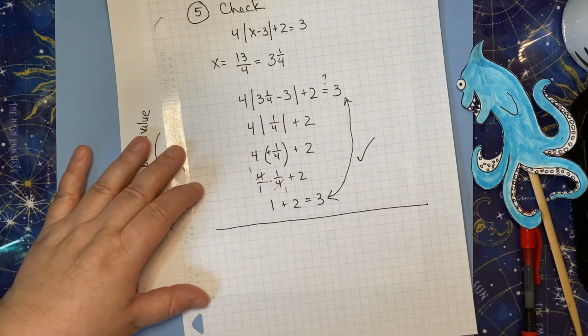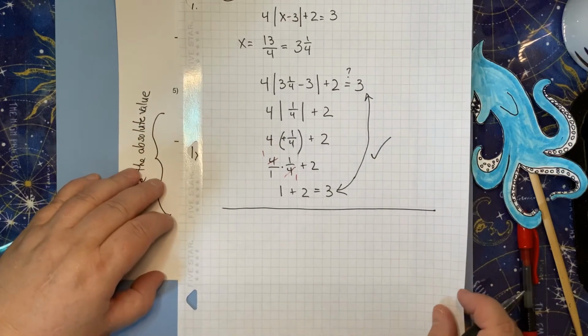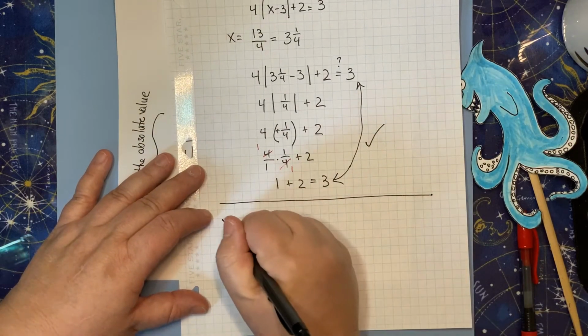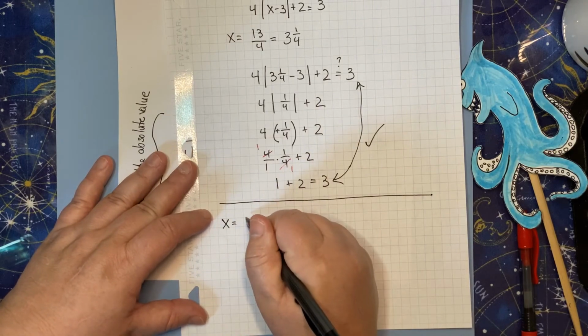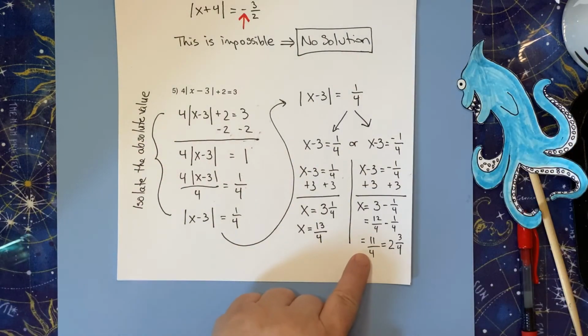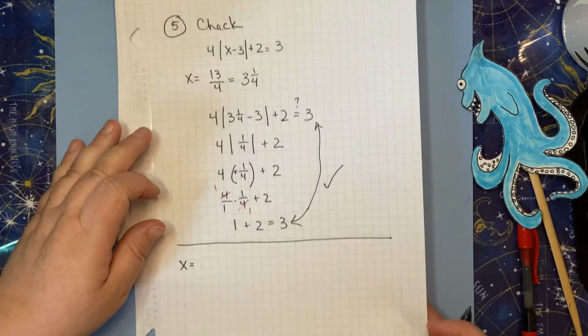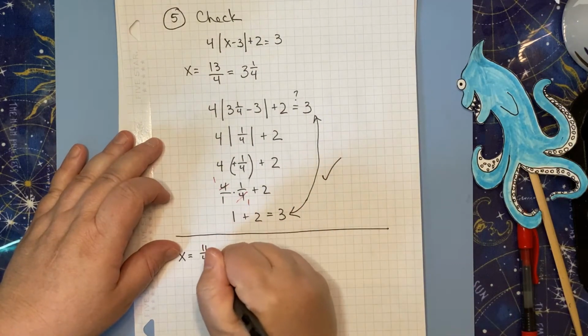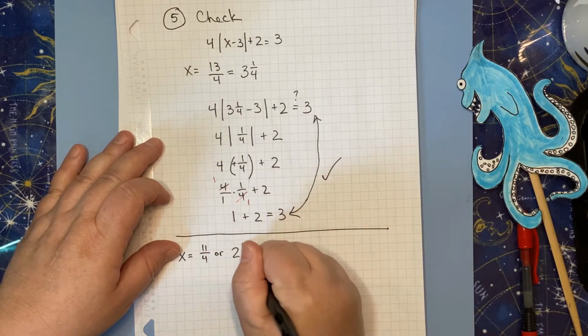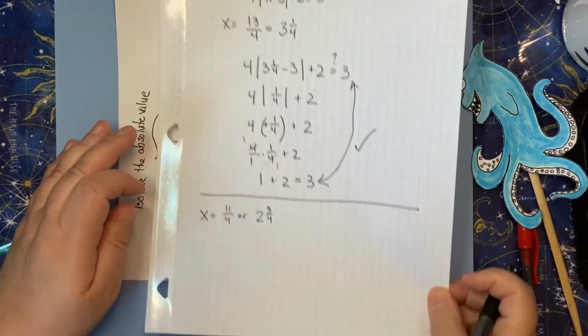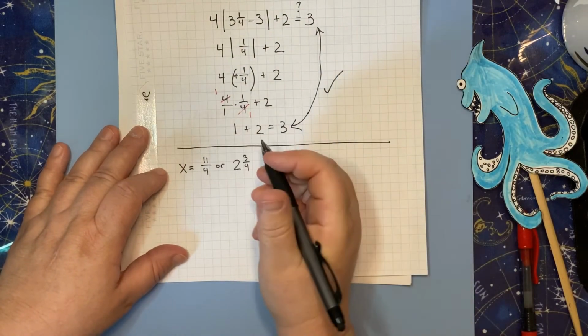I'm not sure I'm going to have enough room, but I'm going to try so I don't end up with lots and lots of papers. Our other option was x equals 11/4 or 2 3/4. And I'm going to plug it into the original.